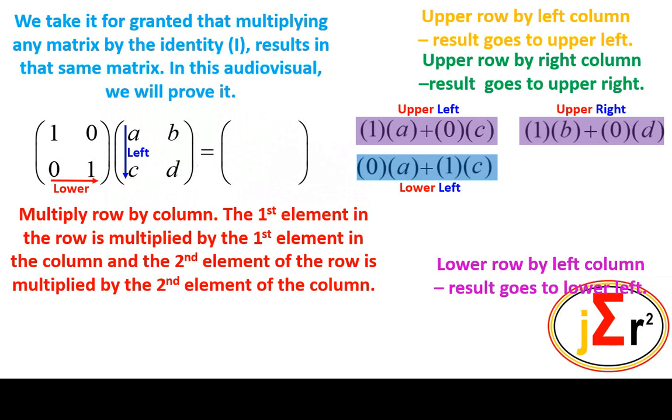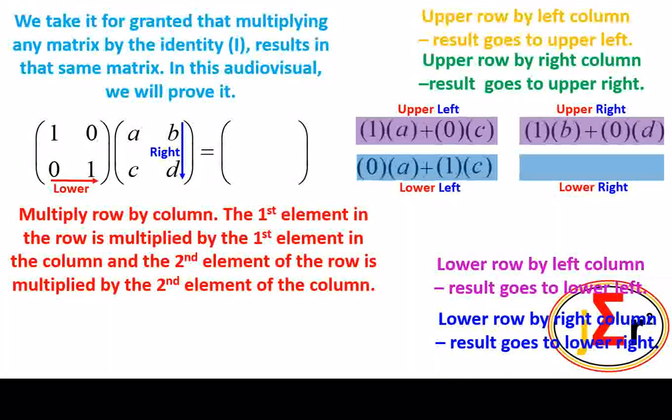Finally, we are going to go with the what? Lower row with the right column, in order that the answer will go to the lower right. And it is still going to be first times first, second times second. Therefore, it will be 0 going with B, and 1 will go with D.